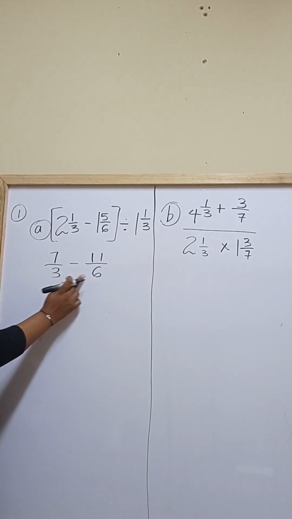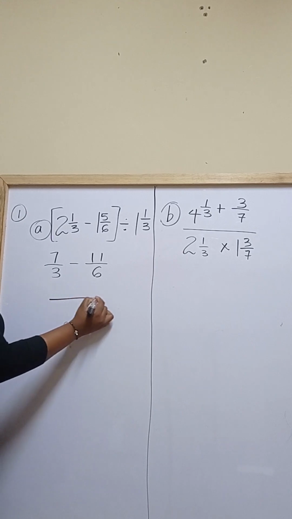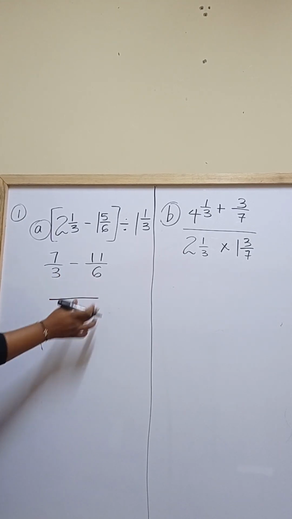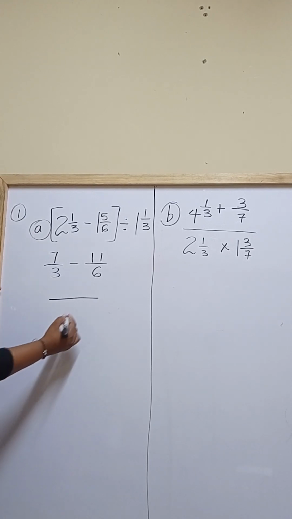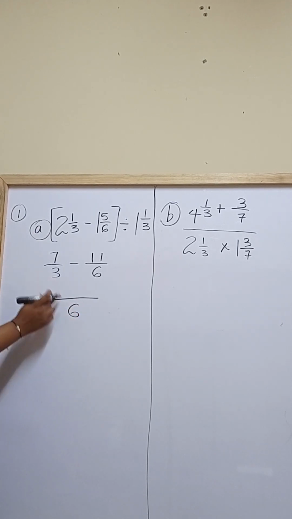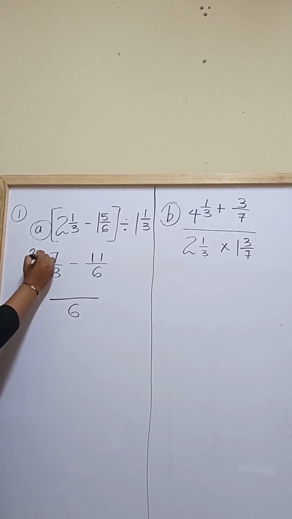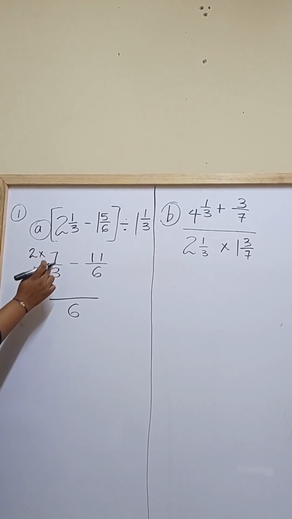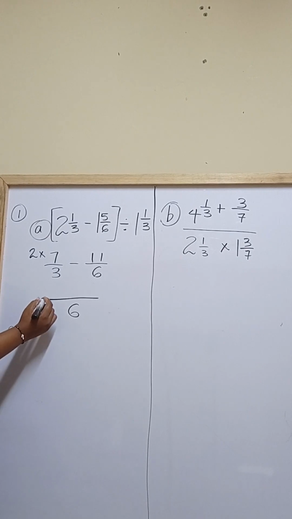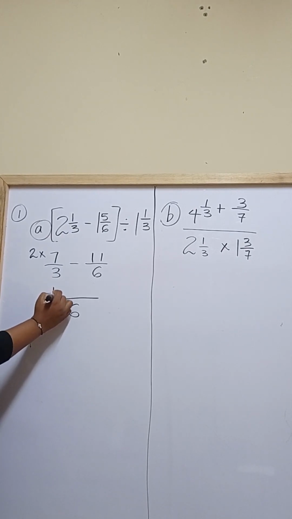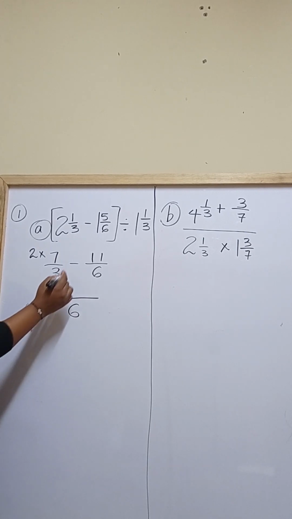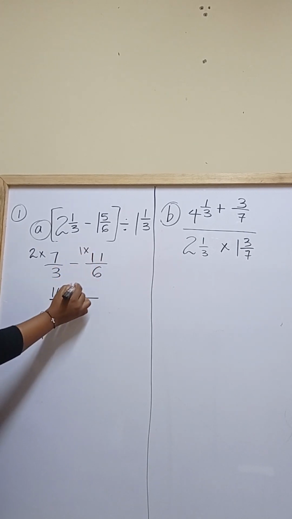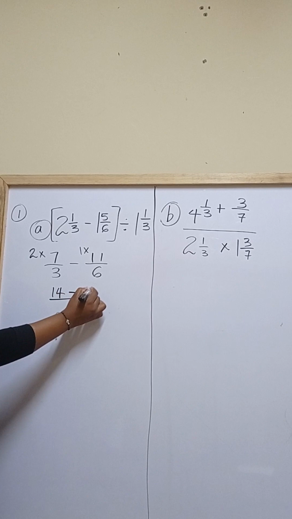So now we find the LCM. The LCM for 3 and 6 is the lowest number that 3 and 6 can go into without leaving a remainder. So that LCM is 6. Now 3 into 6 is 2 times, so we multiply 2 by the numerator of this first fraction, which will give us 14. And 6 into 6 is 1 time, and 1 times 11 is 11.